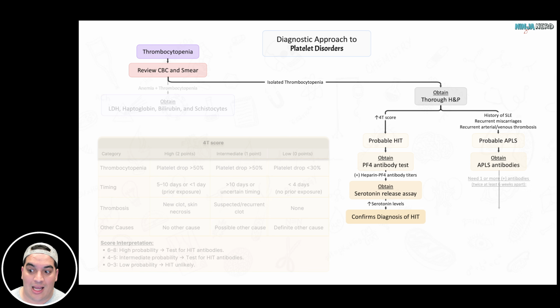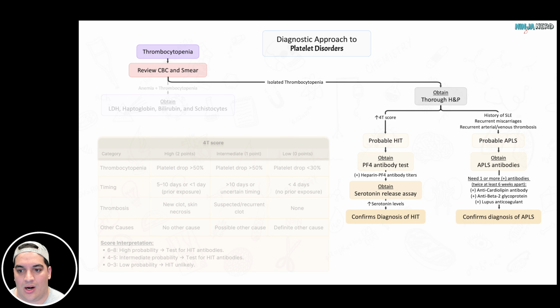So check the anti-beta-2 glycoprotein 1, check the anti-cardiolipin, and check the lupus anticoagulant. But you need to have at least one of these to be positive twice, at least 6 weeks apart. So you've got to test all of these. If at least one of these is positive 2 times 6 weeks apart, you can likely make that diagnosis and say it's APLS. All right.